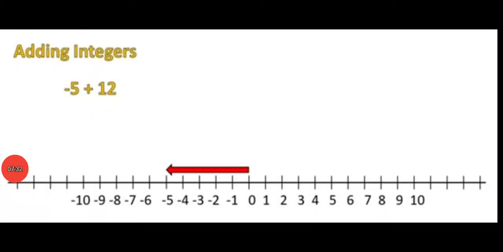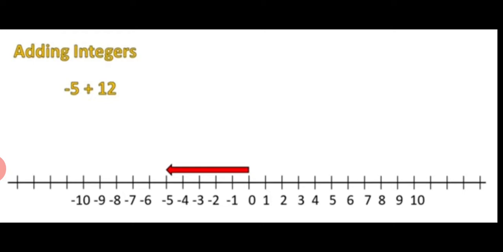Now another example, -5 plus 12. Here the first number is -5. It is a negative number. So starting from 0, we move towards the left, that means toward the negative side up to 5 units. You can see the red arrow indicates it.